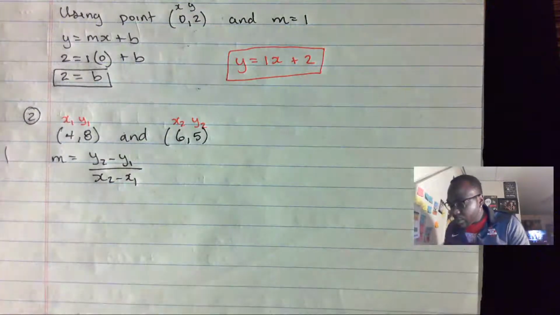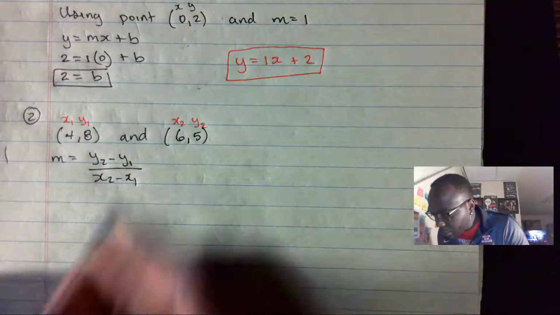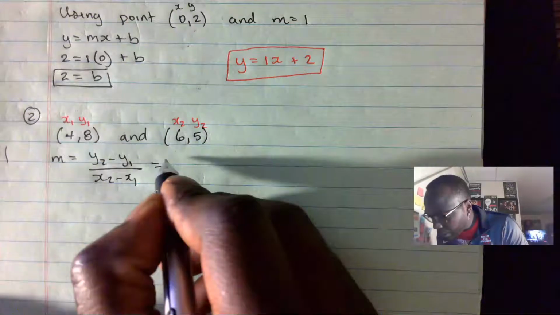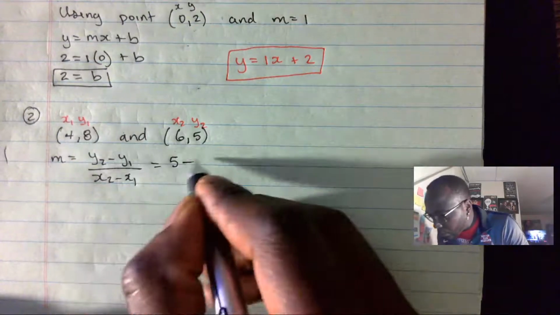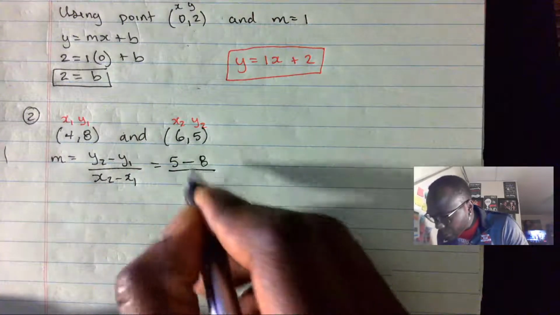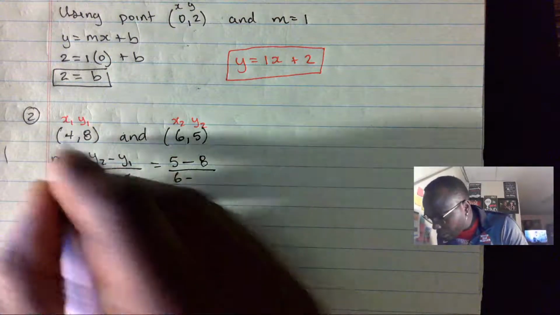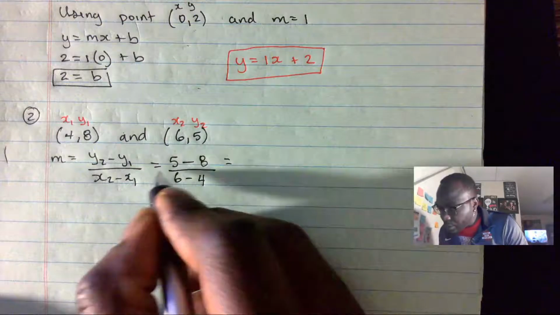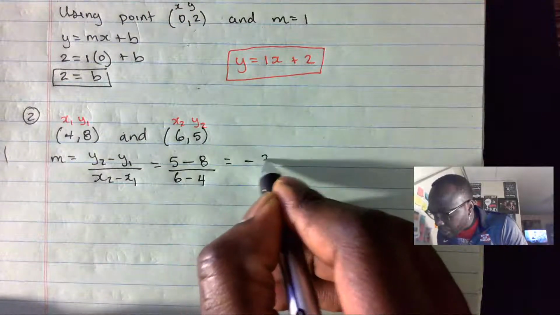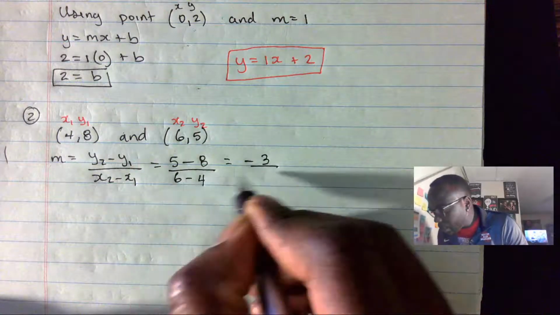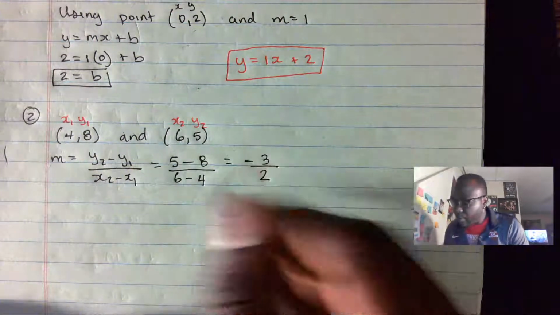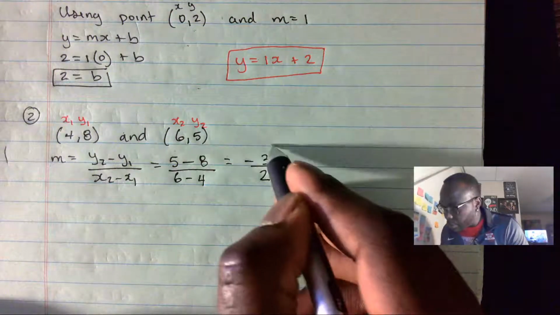All right. So from here, this is going to be y2, which is 5, minus y1, which is 8, over x2, which is 6, minus x1, which is 4. So this now becomes negative 3 over 6 minus 4, that is 2. So my slope here is going to be negative 3 over 2.